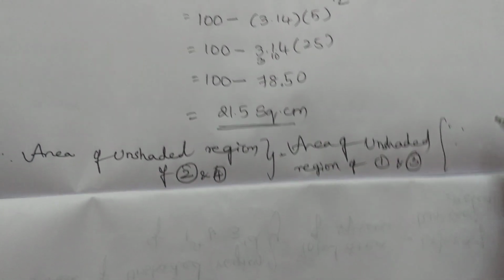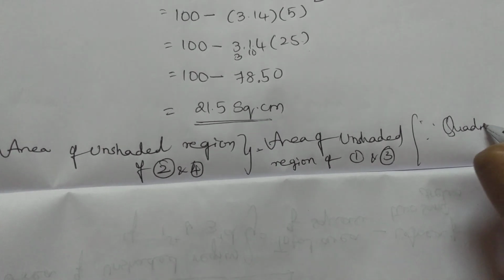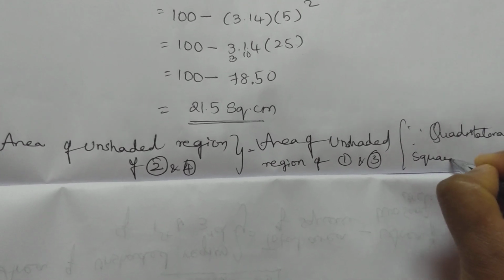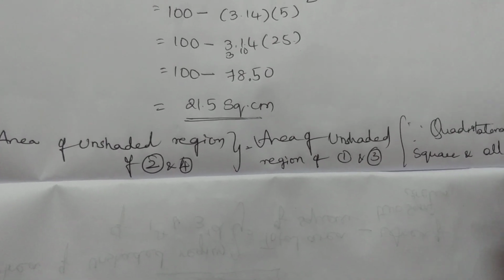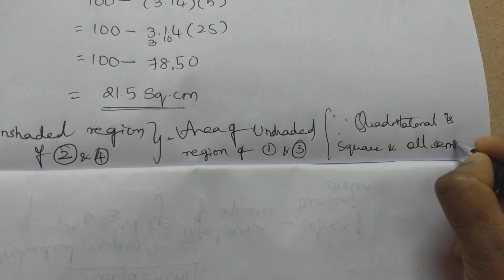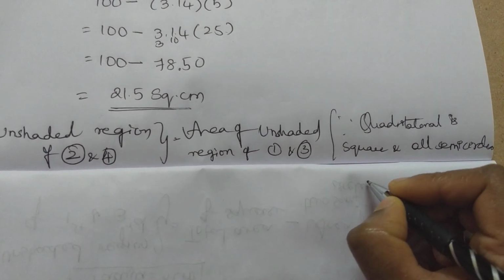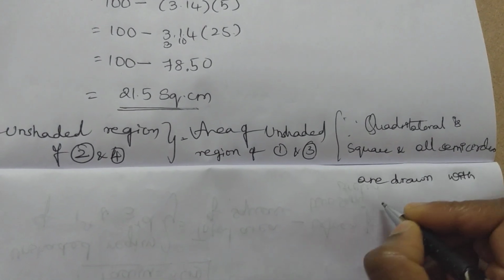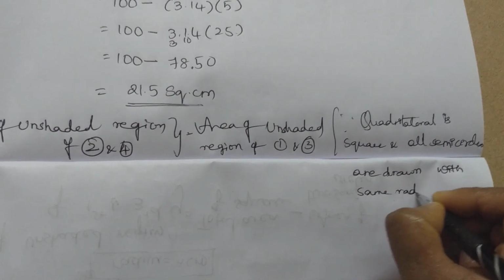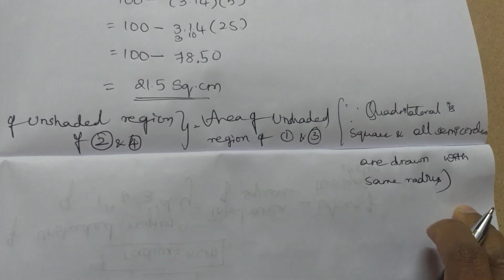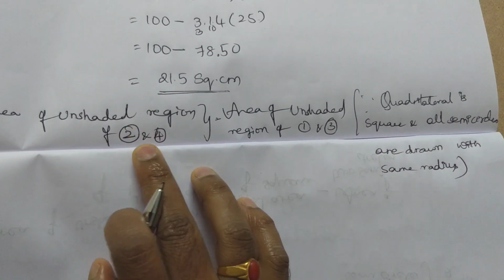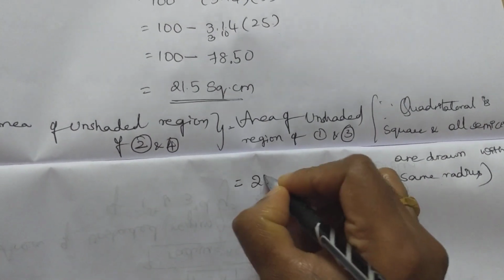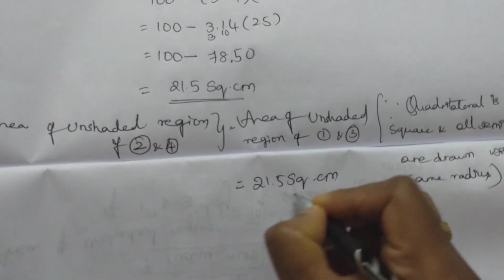Write in brackets, since the quadrilateral is square and all semicircles are drawn with same radius. Okay, this is the reason why we are taking area of unshaded region of 2 and 4 equals to area of unshaded region of 1 and 3 part. Okay, so what does it become? It becomes 21.5 square centimeters. Clear?